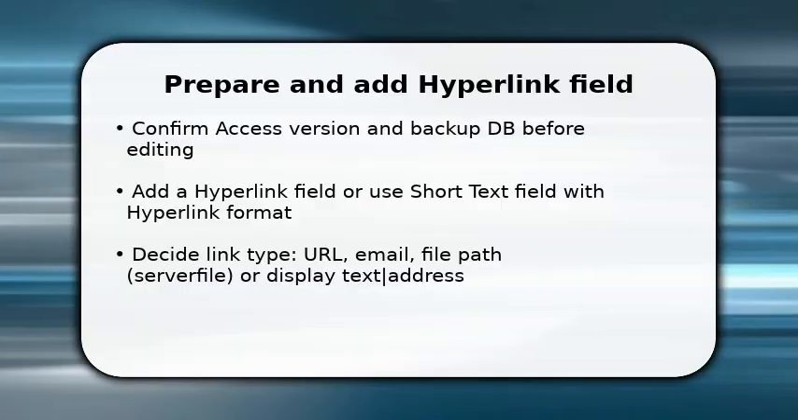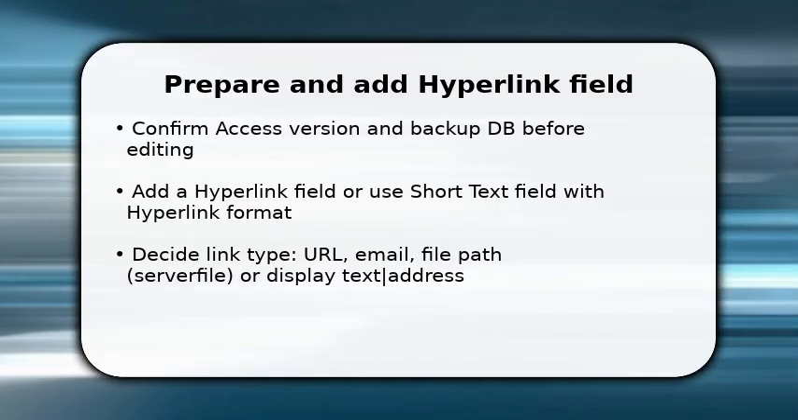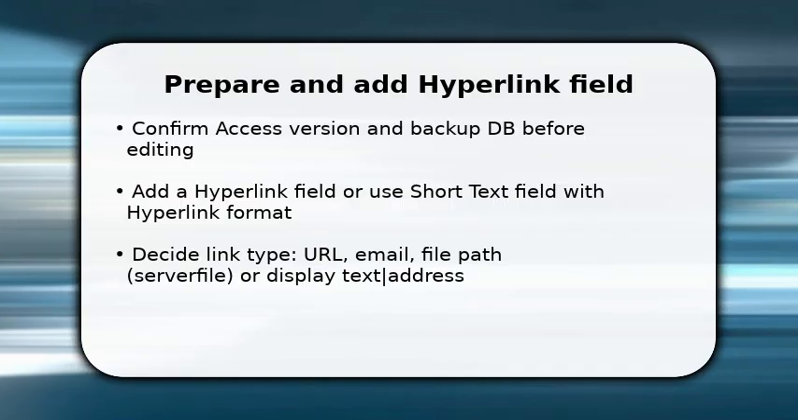You start by opening the target table in Design View and adding a hyperlink field or a short text field set to hyperlink format. Make sure you backed up the database first because you will change data. Next, plan the link structure: web URLs, mail-to addresses, or file paths on a server. Once done, switch to Datasheet View to enter a sample link.